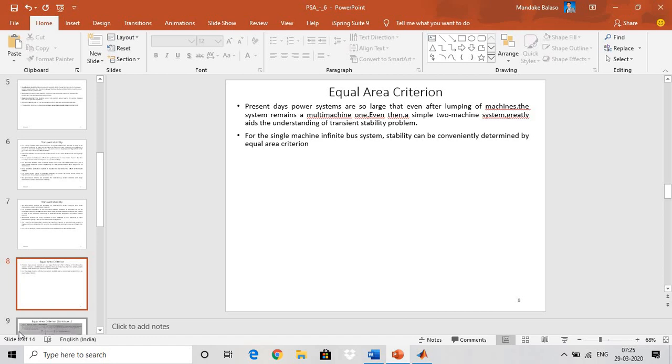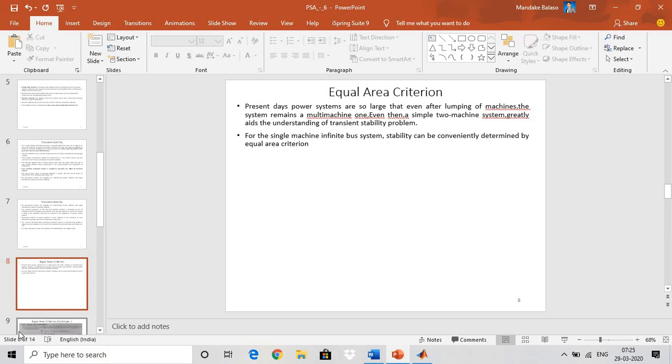That critical clearing angle can be decided with the help of the equal area criteria, but the limitation of the equal area criteria, which can be covered by the point by point method, is that with the help of the point by point method we can calculate the critical clearing time also. So what do you mean by the critical clearing time? It is the maximum time duration for which, if the fault is present, your system still remains stable.